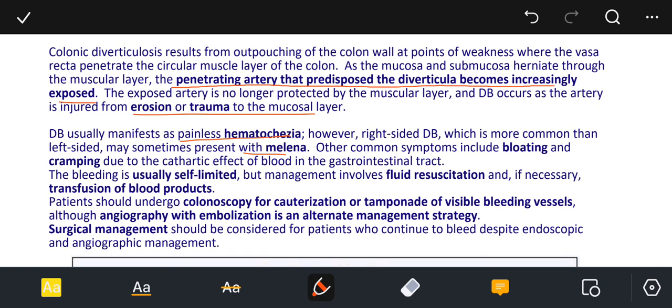Other symptoms sometimes include bloating and cramping due to the cathartic effect of the blood in the gastrointestinal tract, because blood is osmotically active and causes fluid to be moved inside the lumen of the intestine, so that leads to bloating and cramping. The bleeding is usually self-limited, but management involves fluid resuscitation and, if necessary, transfusion of blood products.